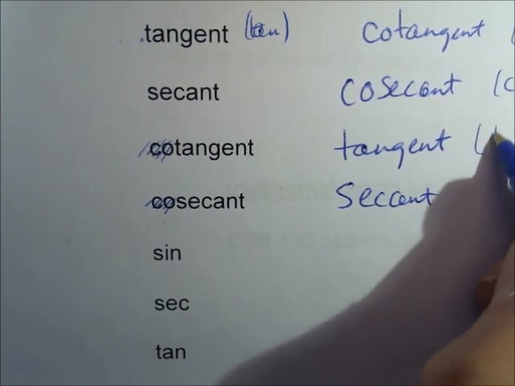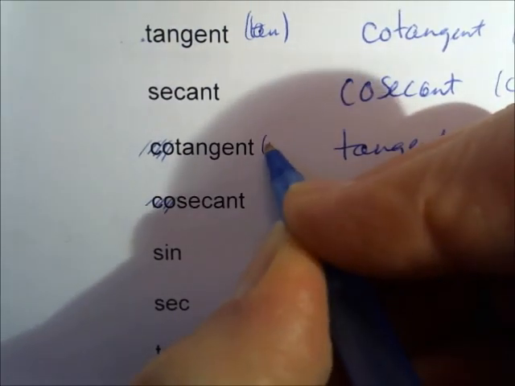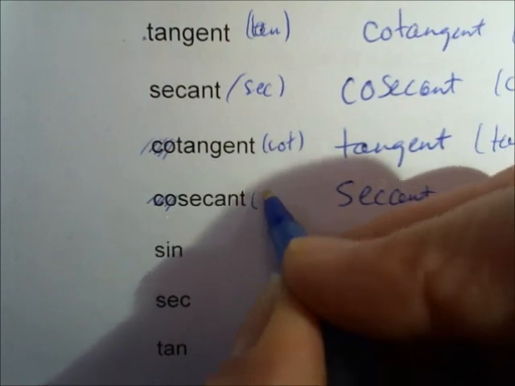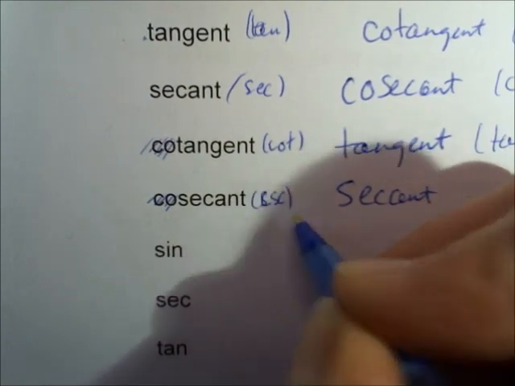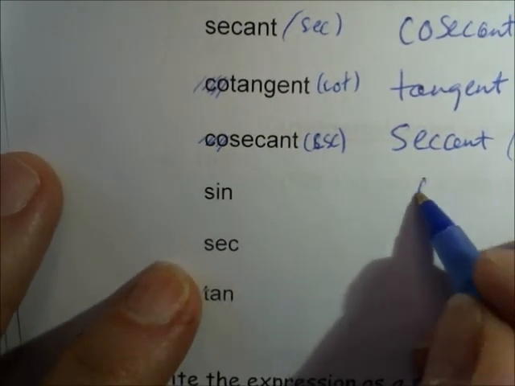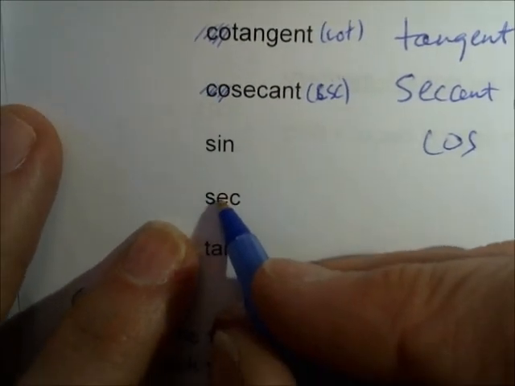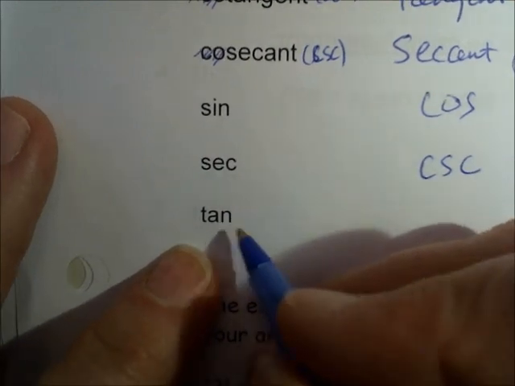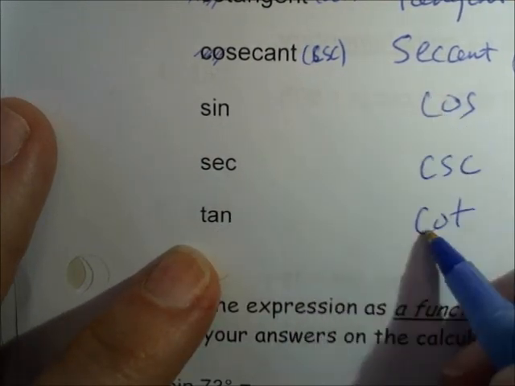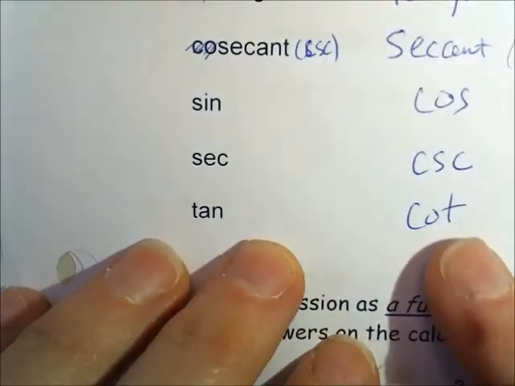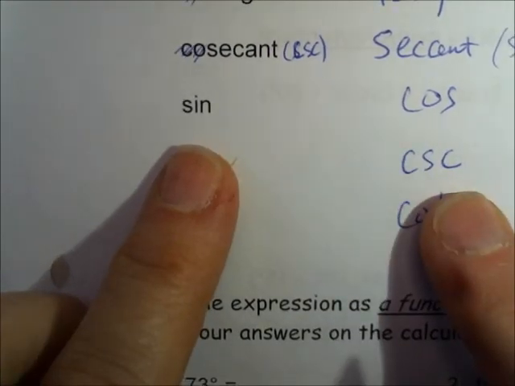Oop, I forgot to put my abbreviations here. COT, SEC. Cosecant is CSC. Secant is SEC. The cofunction of sine is cosine. Cofunction of secant is cosecant. Cofunction of tangent is cotangent. So the cofunctions have the letter CO in front of it. Okay, so keep those in mind, the function and the cofunctions.